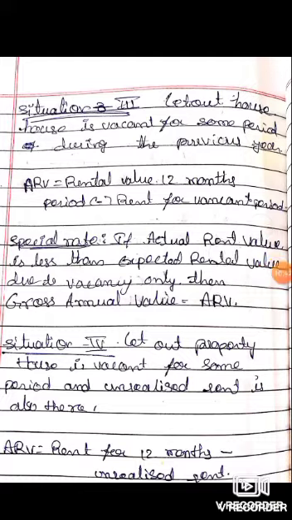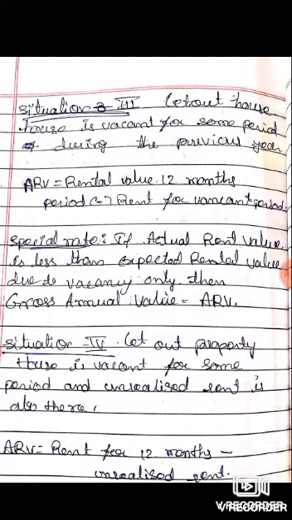Now situation 4, for let out property. The house is vacant for some period and unrealized rent is also there. Here, two situations are there. The house is vacant for some time and there is unrealized rent. Unrealized rent means which the owner is unable to recover from the tenant.